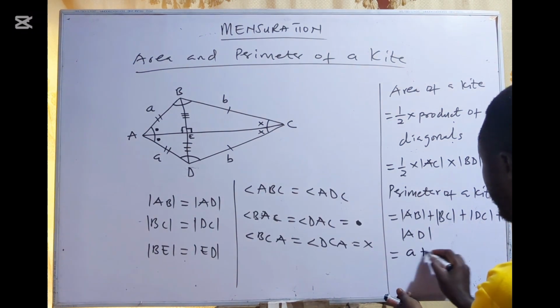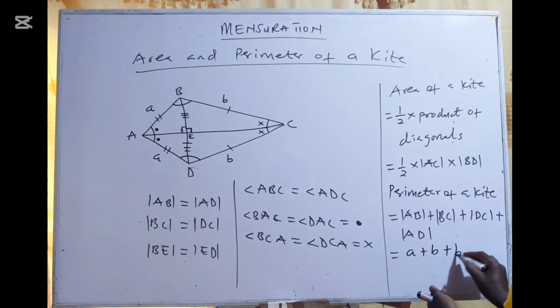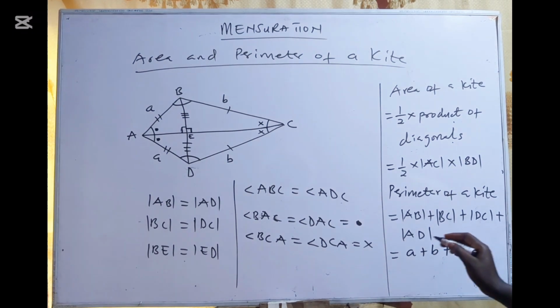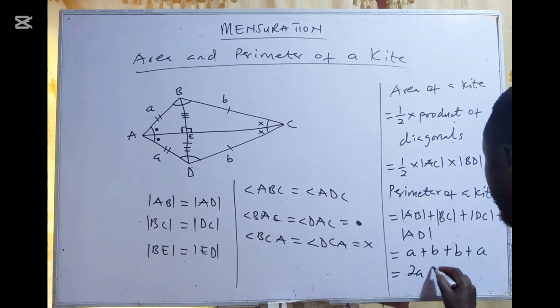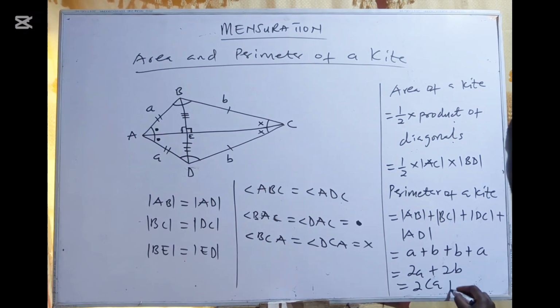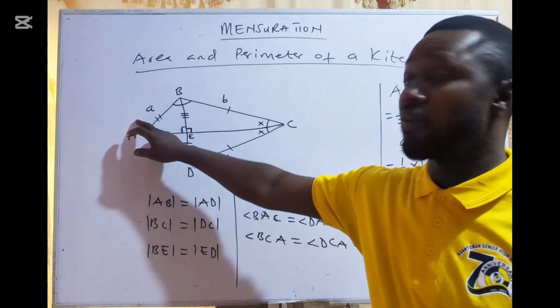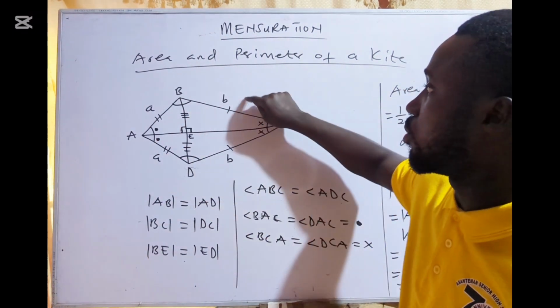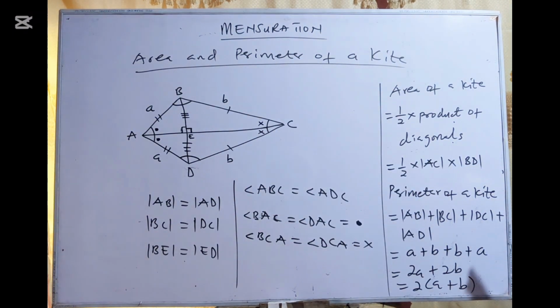So what is my AB? A. BC is B, DC is B, and then AD is also A. Then I can say A plus A, 2A, plus 2B, which I can write as 2 times A plus B. The A represents one of the equal adjacent sides, and the B also represents one of the equal adjacent sides. So this is about area and perimeter of a kite.